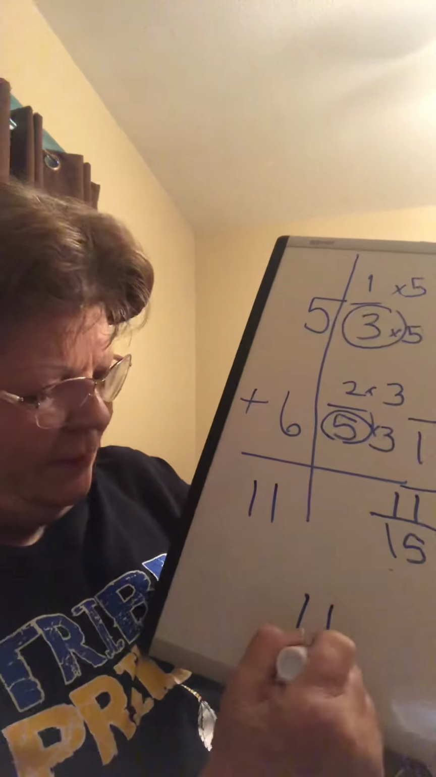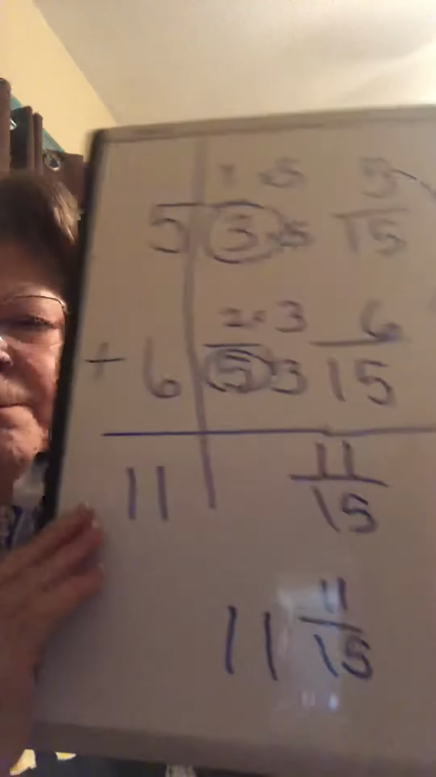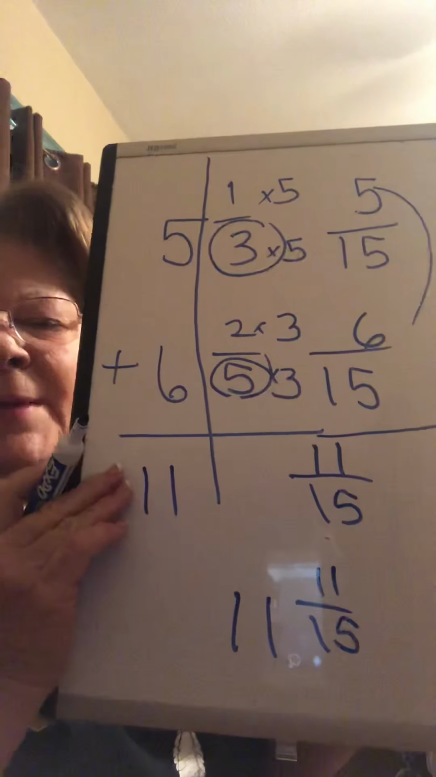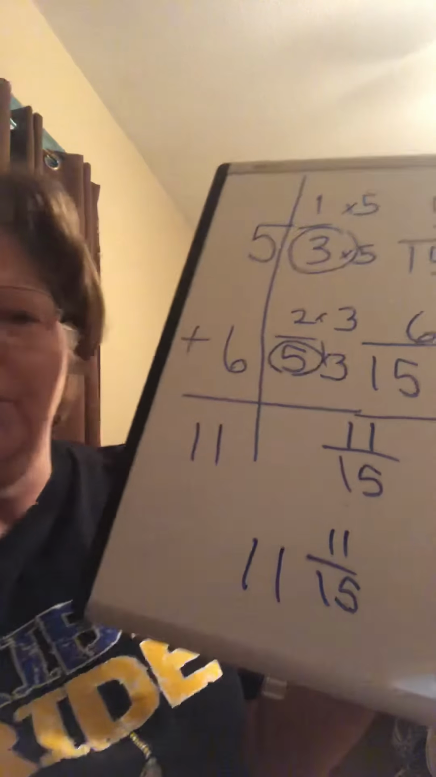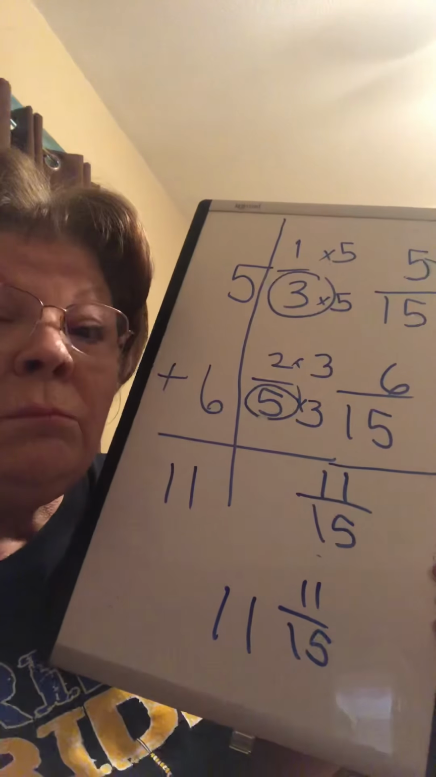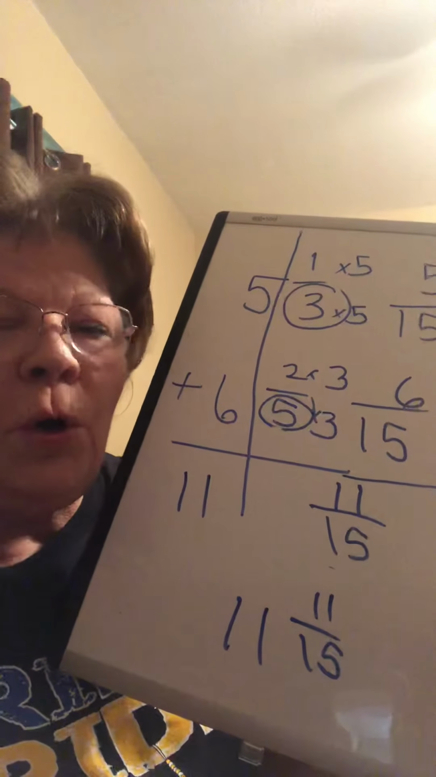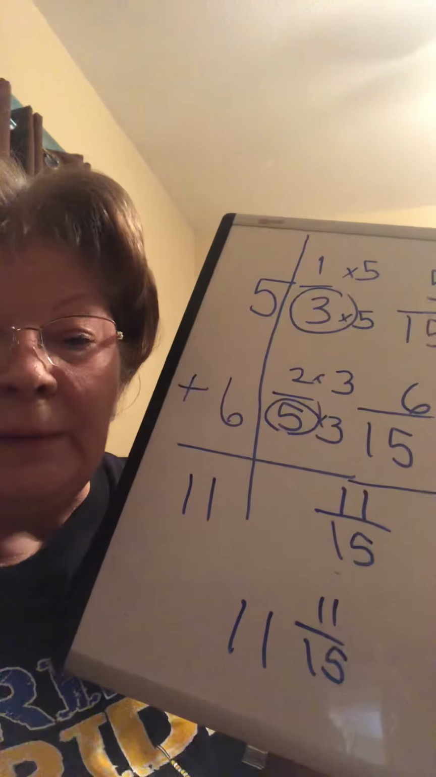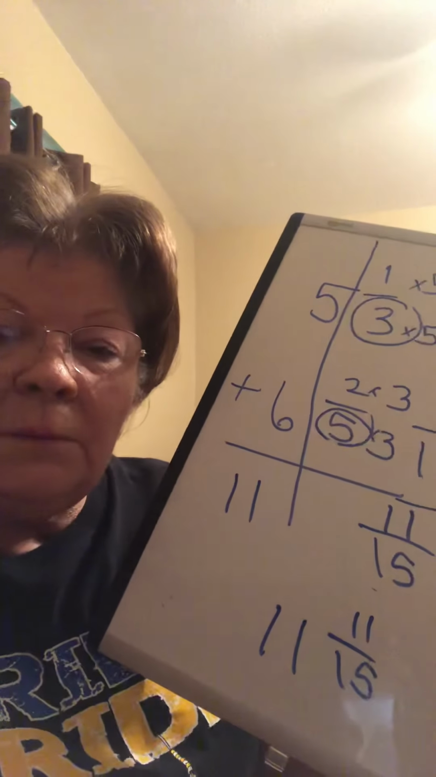So my answer is 11 and 11/15. Everybody see that? And once again, that fraction cannot be simplified. What kind of number is 11? Do y'all know? Prime or composite? It's prime. It's that lonely number. He only has 1 and himself as friends. So the only factors of 11 are 1 times 11.